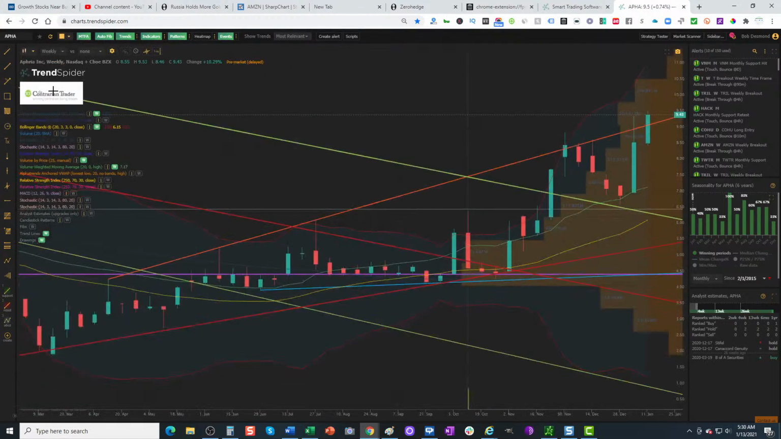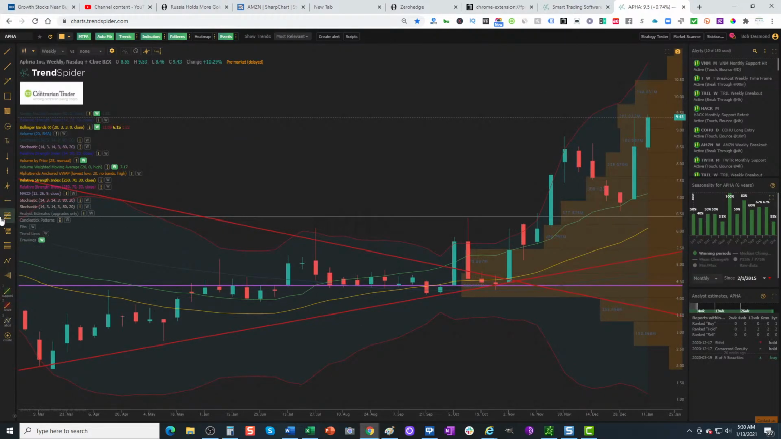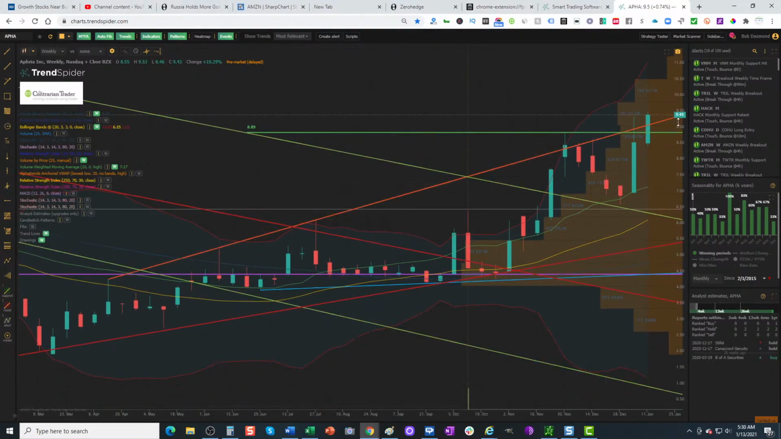Weekly chart. Now, I wouldn't go running in immediately here. I'll tell you why. We'll use the automated trend line feature. We were rejected last week at this upper band of resistance. We're currently above it, and we have a new weekly high. The question is, do we close there?